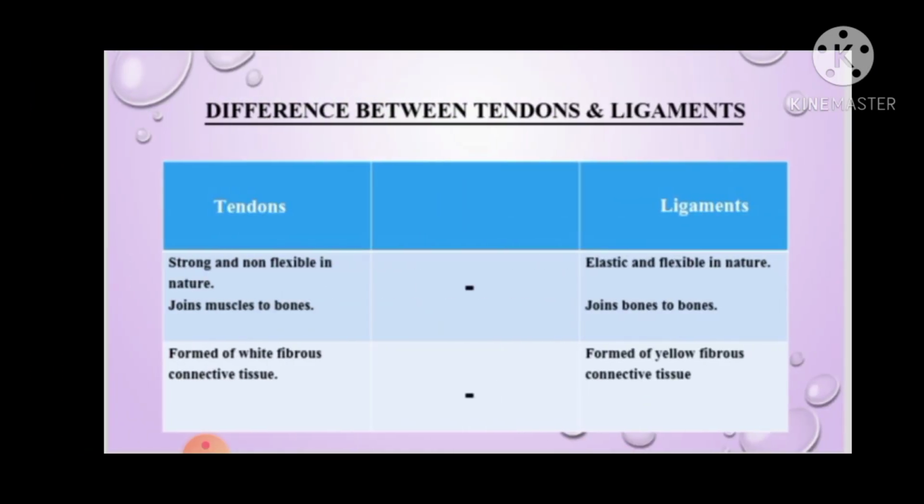Now let us discuss the differences between tendons and ligaments. Tendons are strong and non-flexible in nature, whereas ligaments are elastic and flexible in nature. Tendons join muscles to the bones, whereas ligaments join bone to bone. Tendons are formed of white fibrous connective tissues, whereas ligaments are formed of yellow fibrous connective tissue. So students, the differences between tendons and ligaments must be very clear to you all.